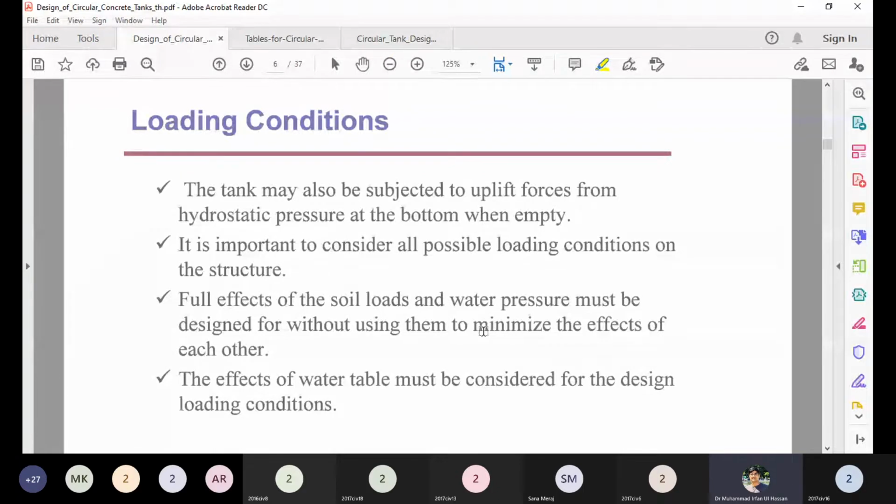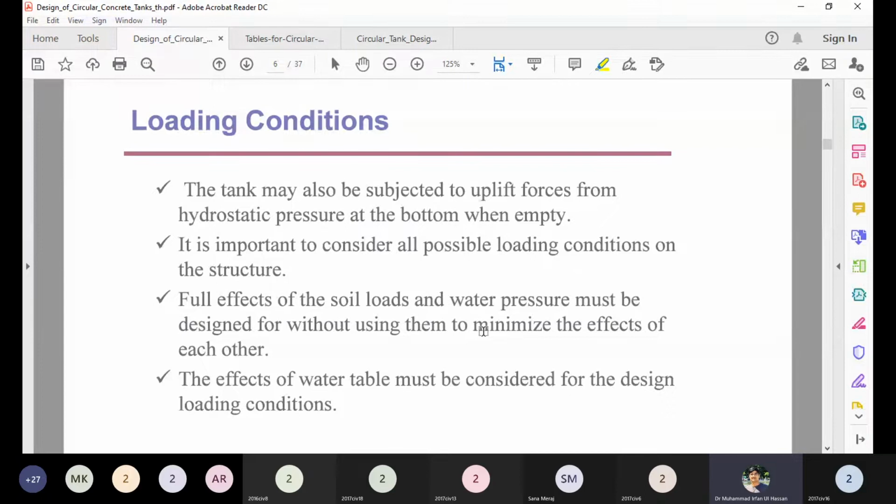So we have to design the tank so that the weight of the empty tank should be larger than the total uplift force. So it is important to consider all the possible loading conditions on the structure. Full effect of the soil loads and the water pressure must be designed for without using them to minimize the effect of each other.